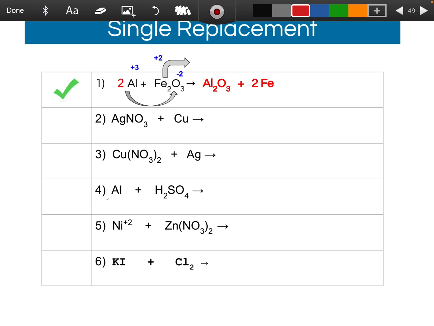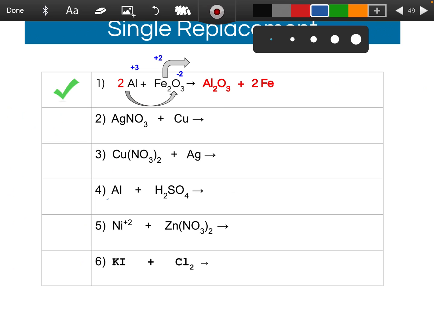All right, on this slide, you are figuring out if the reaction will happen or not based on the metal's position on the activity series. These are all single replacement reactions. If the reaction will happen, you put a green check mark in the box and you predict the products and balance the equation. If the reaction will not happen, you put a red X and that's it, because if the reaction doesn't happen, it's not going to form any products.